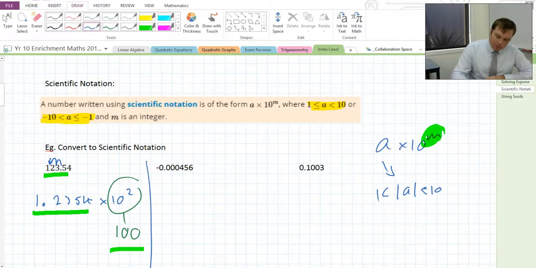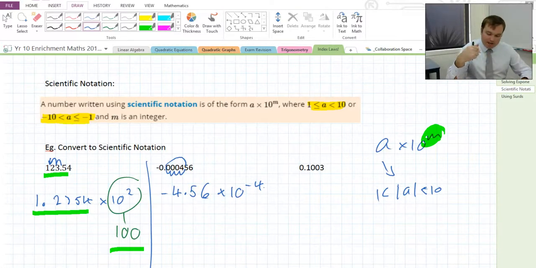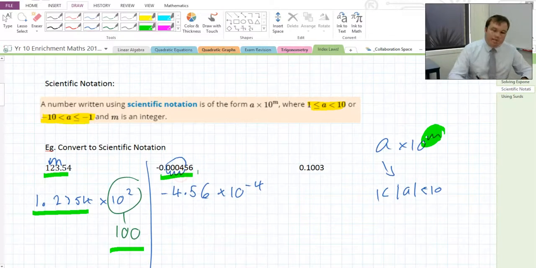Alright, here. We want the decimal place to move to there. The reason we want it to move in between the 4 and the 5 is because that way the first digit will be between 1 and 10, or negative 1, negative 10. Now note the negative sign stays. We're then jumping it 1, 2, 3, 4 places. And we write this as 4.56, so the decimal moves between the 4 and 5. In order to move it that way, we multiplied it by 10 to the negative 4. We're jumping it back 4. Note that that's really the same as dividing it by 10,000. So we're taking negative 4.56, dividing by 10,000, and getting back to this number here.